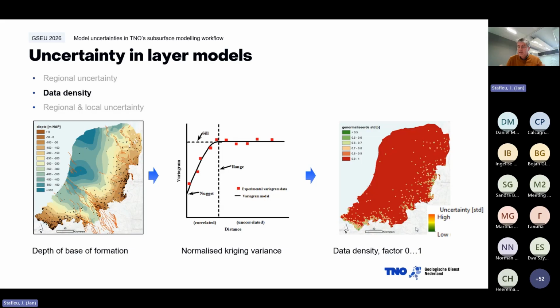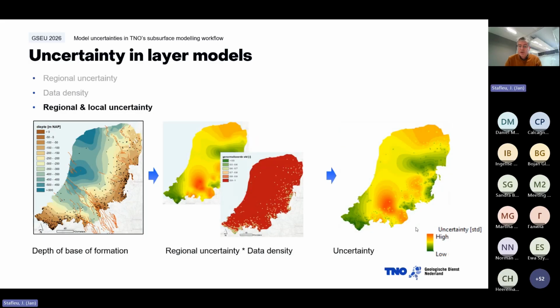And from the variogram and the distance to the data points, we calculate a factor, the data density factor, ranging from 0 to 1. So 1 is at the data point and 0 is at a certain distance from the data point given by the variogram. And then the final uncertainty map is a combination of the regional uncertainty and the data density factor. So you can see that we've taken into account a regional uncertainty, and close to the data points, we lower the uncertainty because we know better what the true value is.